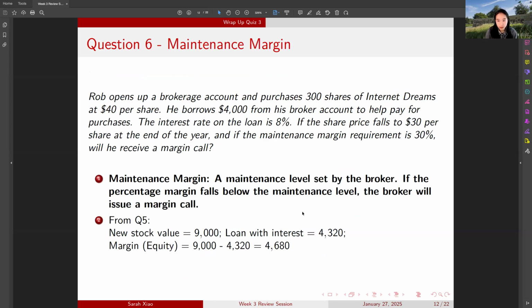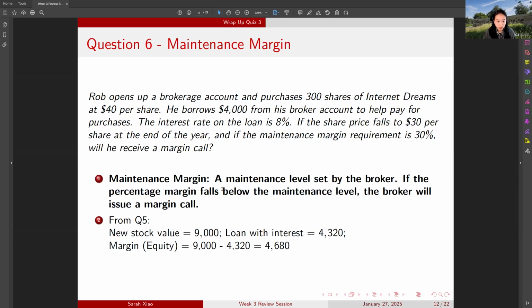So this one asks for the maintenance margin. Remember, it is the minimum level of equity in the account the broker requires from the investor. So we have the information here. The maintenance margin requirement is 30%. So we are asked if the investor will receive a margin call or not.